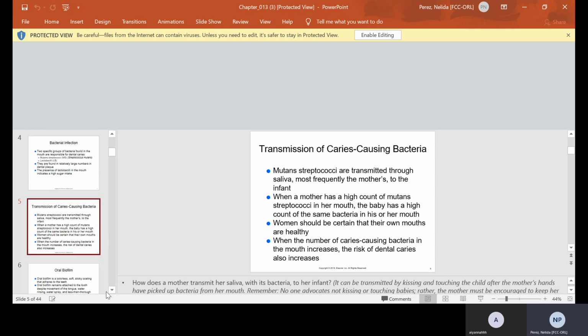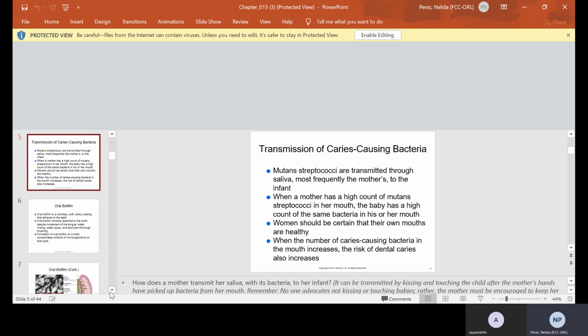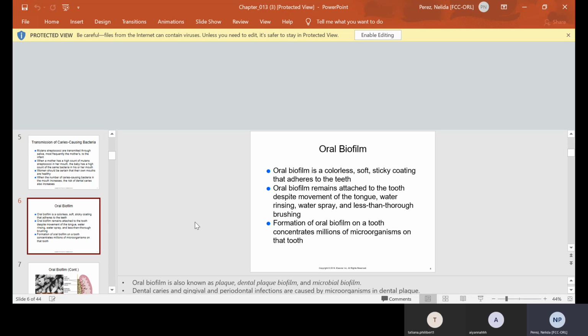So, transmission of caries-causing bacteria. MS are transmitted through saliva, most frequently from mothers to infants. When a mother has a high count of MS in her mouth, the baby has a high count of the same bacteria in his or her mouth. Women should be certain that their own mouths are healthy. When the number of caries-causing bacteria in the mouth increases, the risk of dental caries also increases.